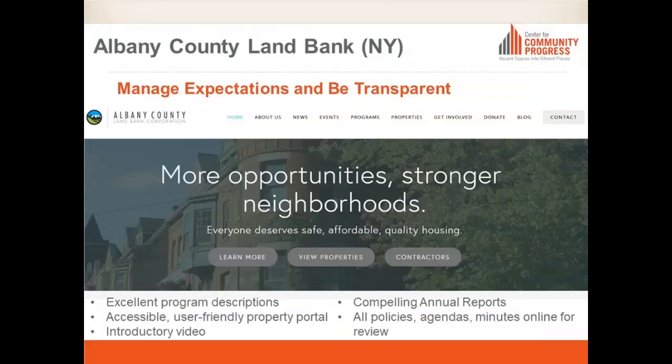Now, one land bank to highlight is in Albany, New York, the Albany County Land Bank. They do an incredible job through their website and their community engagement to manage expectations and to be very transparent. They're always evaluating their program based on community feedback. If you go to their website, there is absolutely no secret to the activities, meetings, operations, or investments. It's a really impressive example of how committing time to the website and social media can go a long way towards communicating and building trust with the community you serve.